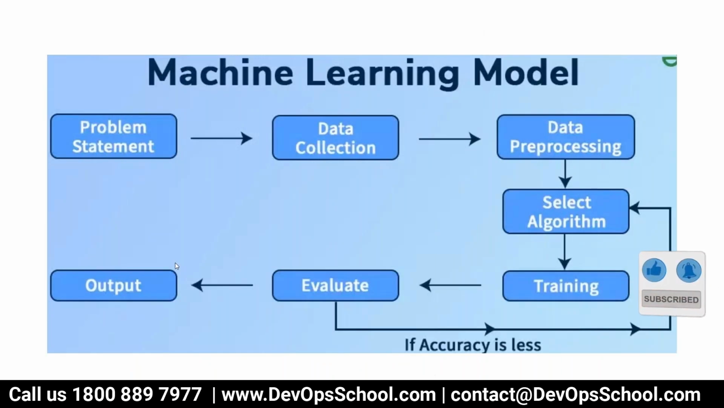Problem, you have to first define the problem statement, what kind of model you want to develop, and then you have to feed the data, then you have to pre-process the data, then you have to select the algorithm, and training will start happening, and this will run a number of times, a number of months, days, or whatever it is, and then evaluate whether the model has accomplished your task or not, and then see the output.